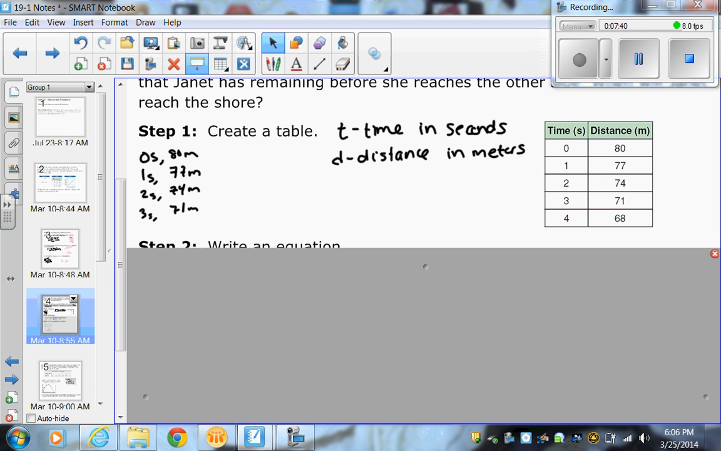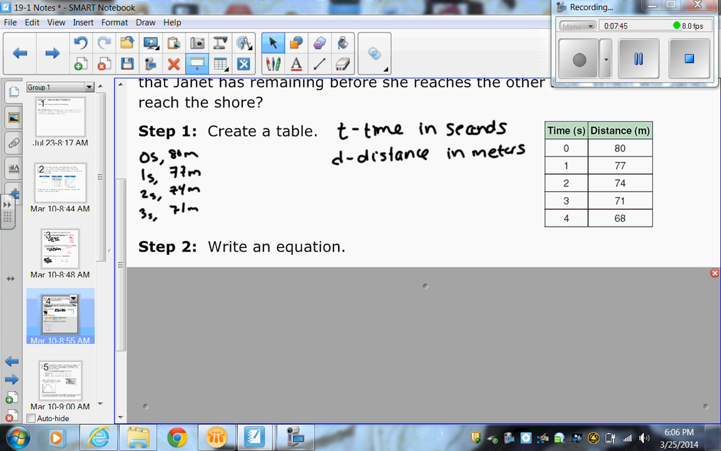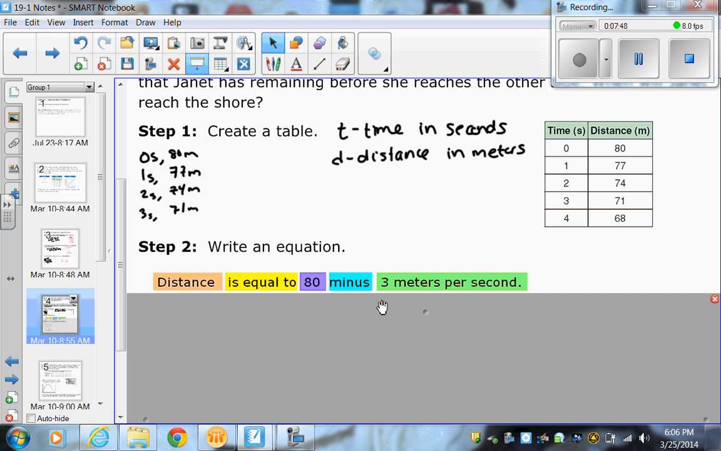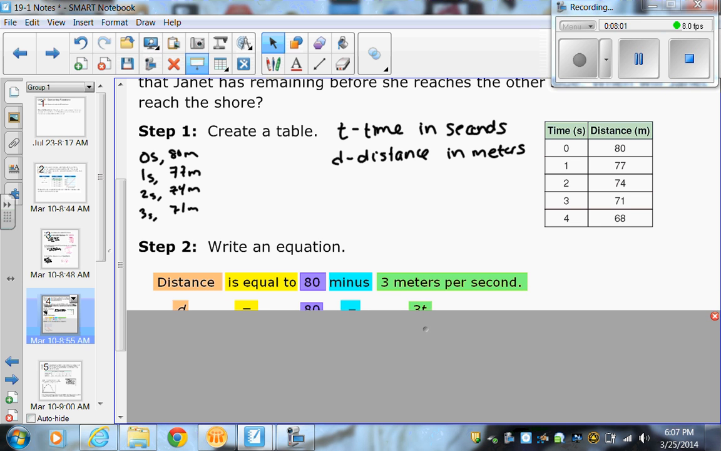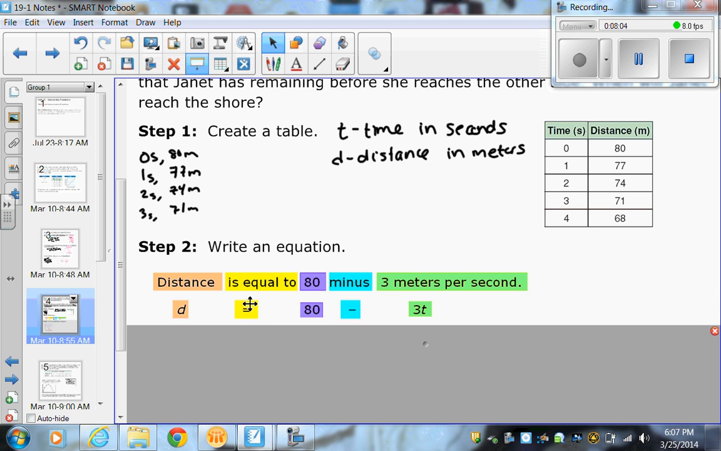The next thing we want to do is to write an equation. So to write an equation, we're going to come up with a way to fill in our variables. So I know that the distance she has left is equal to the 80 that she started with minus the 3 meters per second. So distance we said was going to be d. Equal to is just equal to. 80 is 80. Minus means subtract. And 3 meters per second, well, t was representing time in seconds. So then that's going to be minus 3t. So then we have our equation of d equals 80 minus 3t.